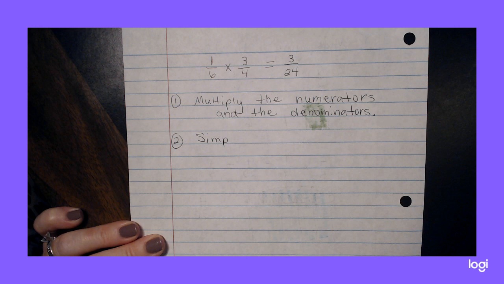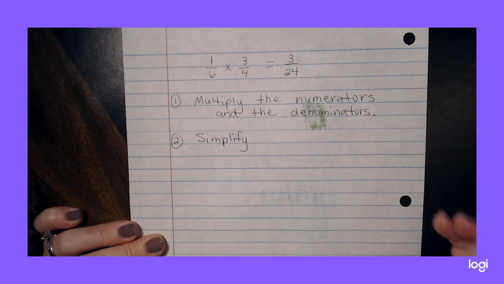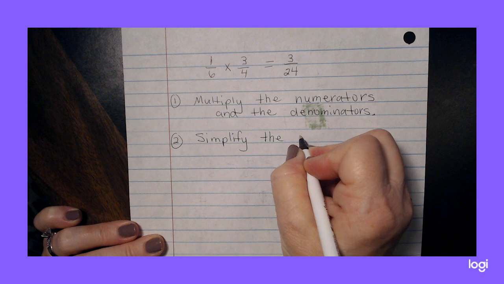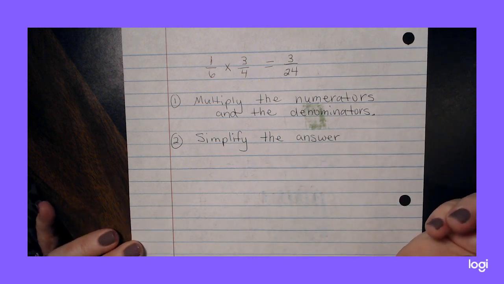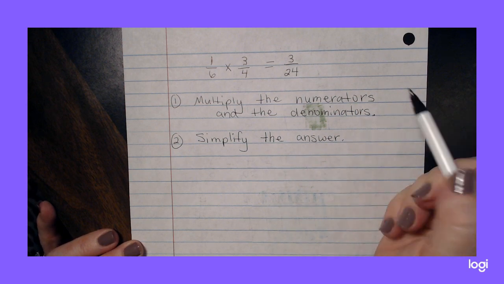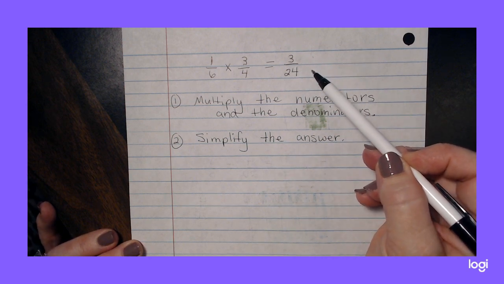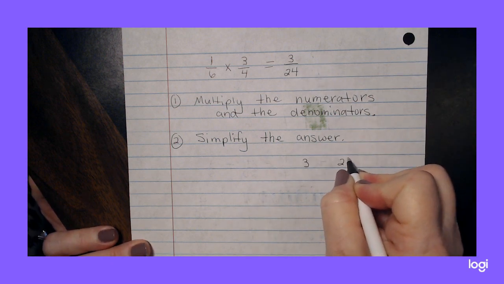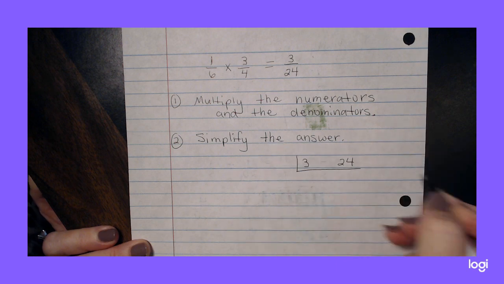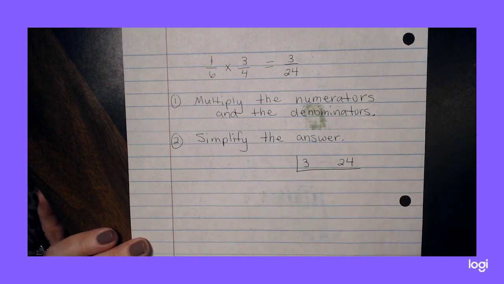Let me slow down here for a little bit. So we're going to simplify our answer. My answer was 3/24. I'm going to look to see if I can simplify that. I'm going to do the ladder method just because that's what we worked on last week. So I might pull out my factor sheet and look to see if there is a factor that goes into 3 and 24.